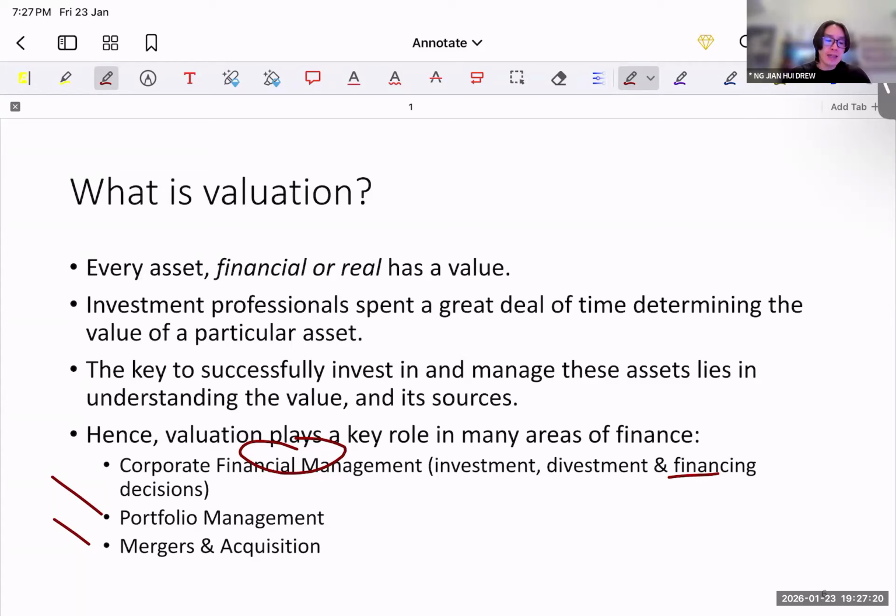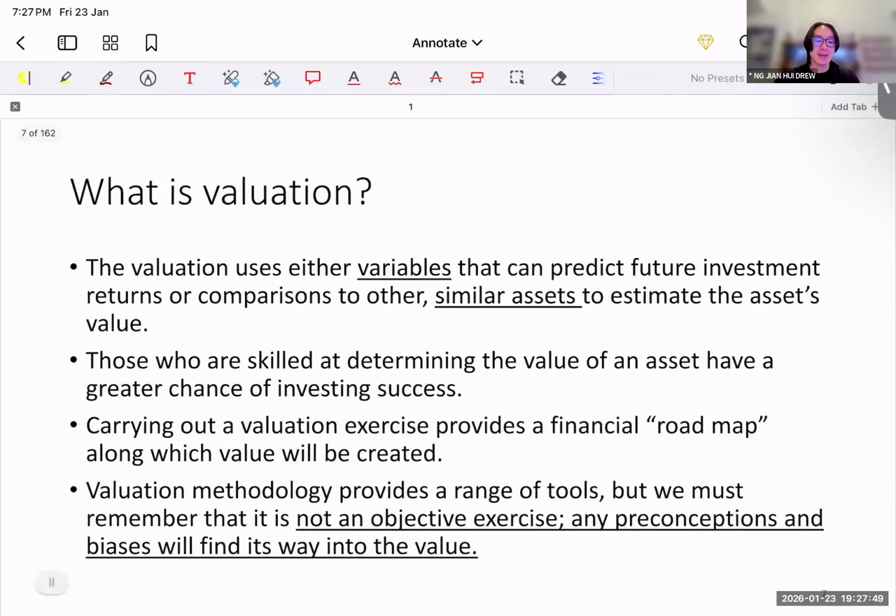At the end of the day, what I'm trying to say here is that valuation can bleed into many parts of finance. You might not be an M&A analyst, but you might still find the information you learn through this module important. It could even be for your own personal investment thesis, determining which company to invest in. That can be applied to valuation as well.